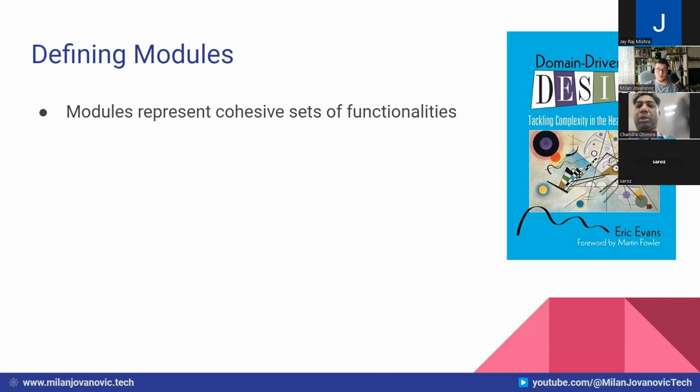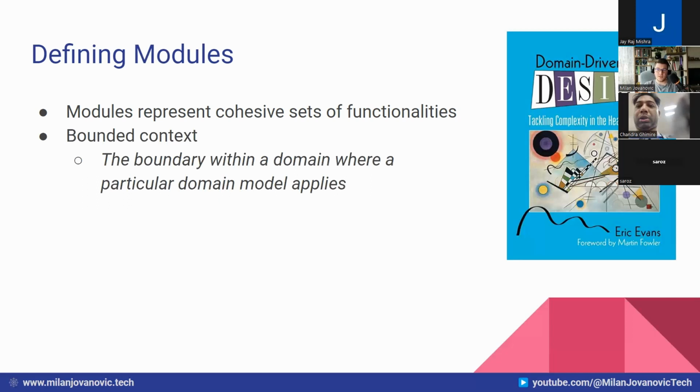So modules are supposed to represent cohesive sets of functionalities. If you recall from our example before, we had 4 distinct modules, and you could assign which features belong to each of those modules. So another important concept in defining a module is the term bounded context, which comes from the book Domain-Driven Design, which was written by Eric Evans.